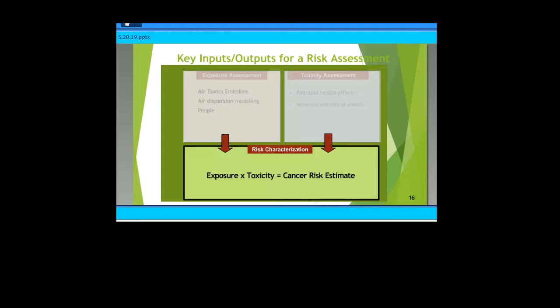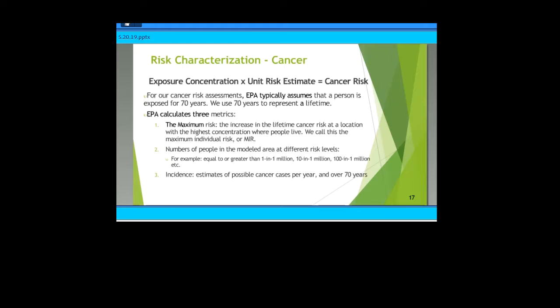So putting it all together, again, at the end of the day, it seems really simple. Exposure times toxicity equals cancer risk estimate. As you can see, there's a lot that goes into the exposure side and a lot that goes into the toxicity side, but at the end of the day, there's a multiplication that we do. And so if we go to the next slide, we'll walk through an example. So they'll define the risk characterization first, then we'll walk through an example.